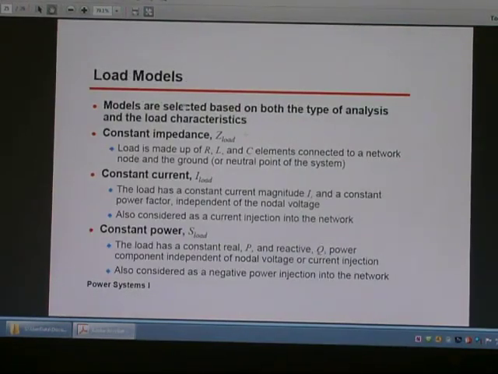So the load models are selected based on both the type of analysis and the load characteristics. Constant impedance: the load is made up of resistor, inductor, and capacitor elements connected between a network node and the ground. Constant current: the load has a constant current magnitude and constant power factor, independent of the node voltage. Also considered as a current injection into the network. Constant power: the load has constant real power P and reactive power Q components, independent of node voltage or current injection. So it is also considered as a negative power injection into the network. This is the load model.